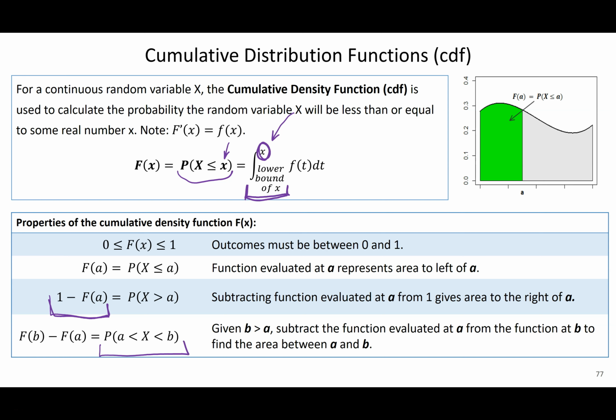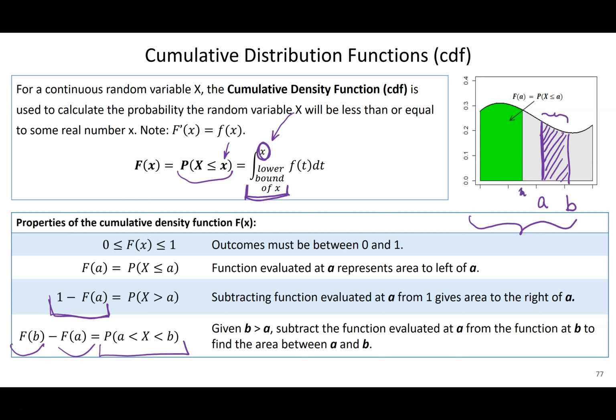And if I want to have the area between 2 points, so if I have, I'm going to describe this as a, and b. Say I want this area here between a and b, I'm going to start off with the area from the lower bound to b, and then I'm going to subtract the area below a, and that'll give me just the area I want. So I'd take CDF of b minus CDF of a.